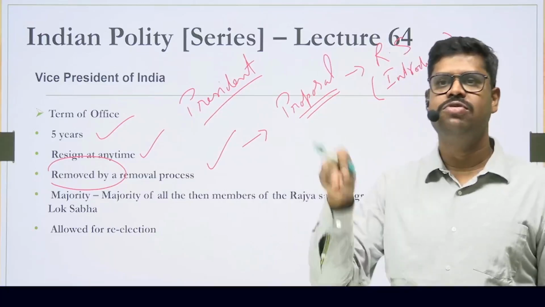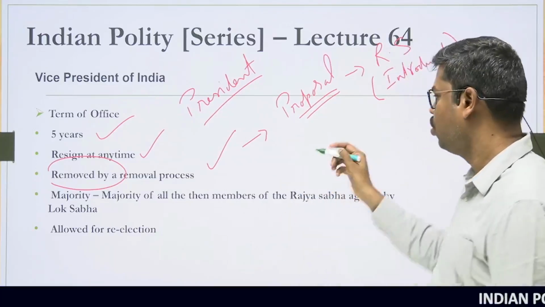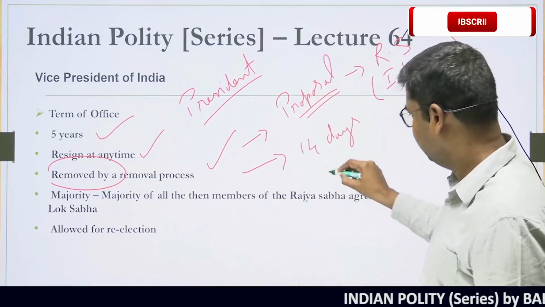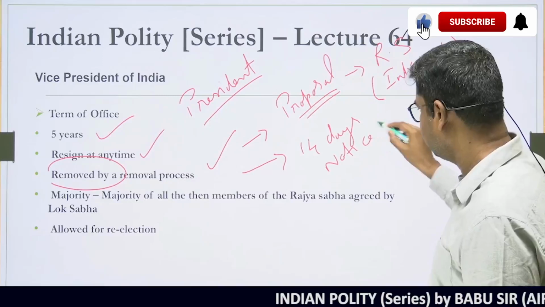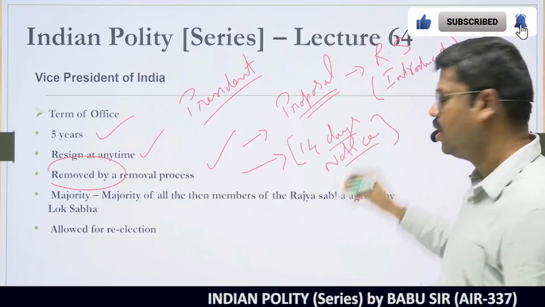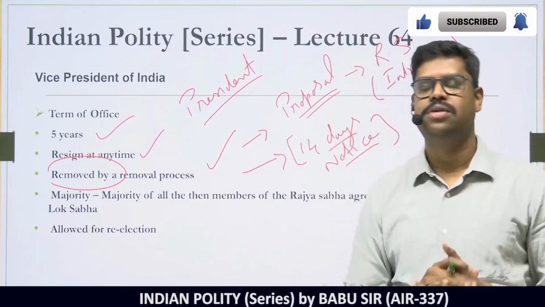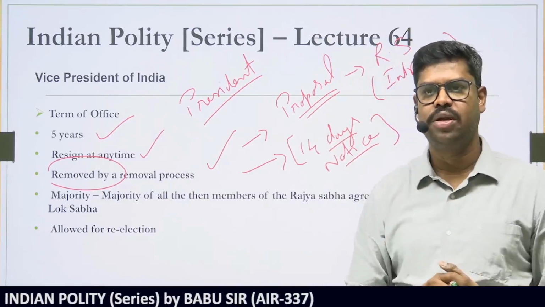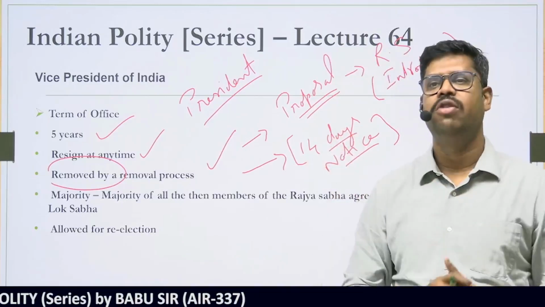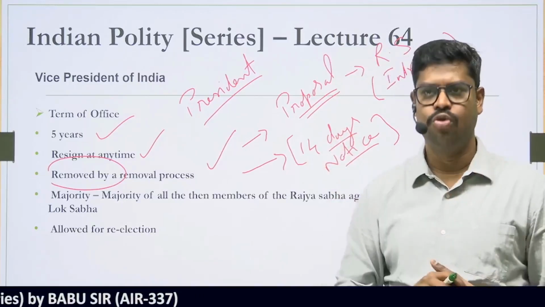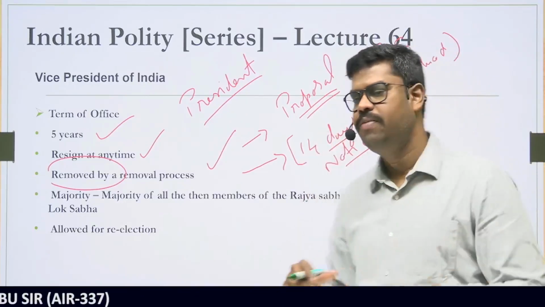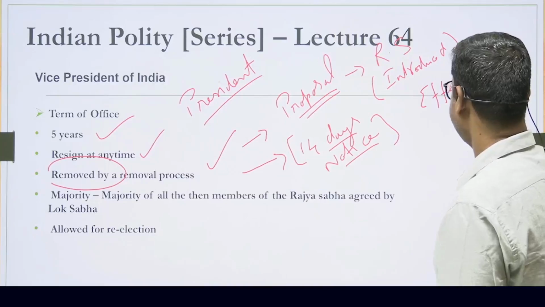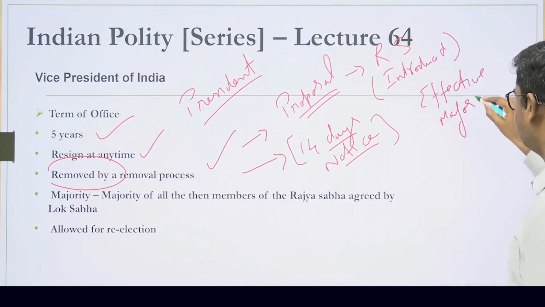But before introducing this proposal, a 14 days notice has to be given to the vice president, informing the vice president that we are going to introduce a removal motion. Once the 14 days notice is given to the vice president, such a proposal can be introduced in the Rajya Sabha, where the proposal will be discussed and then put to vote. And this proposal has to be passed with what is called an effective majority. This is very, very important. What is the majority with which it has to be passed in the Rajya Sabha?